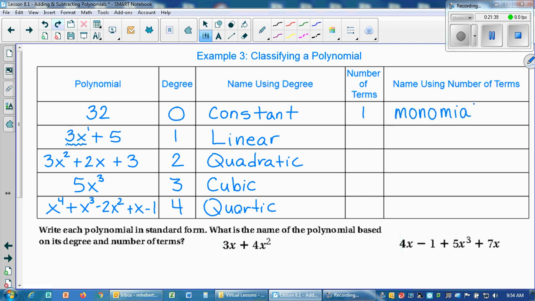Monomial, think of mono is one, like a monologue. It means one person is saying it all by themselves. So monomial means one. In our second example, we have our 3x, and then we have a plus 5. So we have two monomials that are separated by one addition sign. So we have two terms. Two terms is a binomial. Bi means two. Think of like a bicycle has two wheels. So a binomial has two terms.